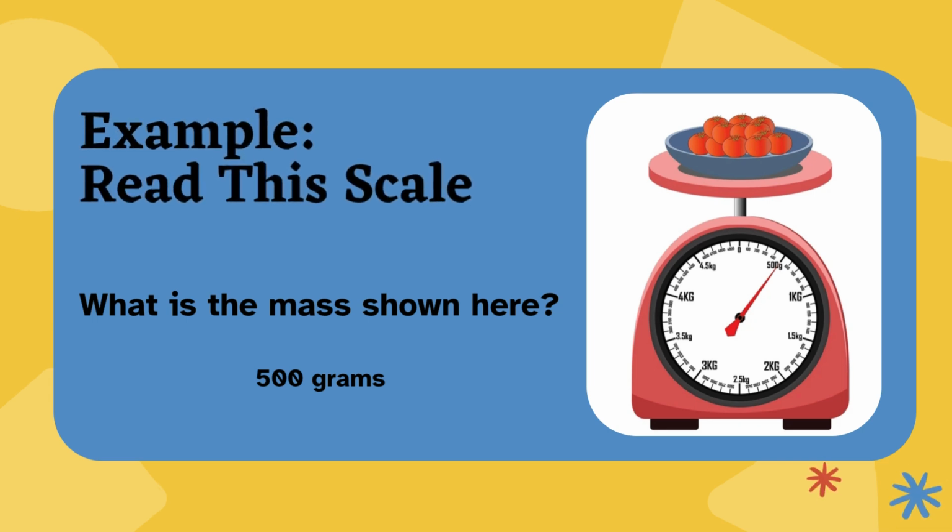Let's do an example. The needle is between 0 kilograms and 1 kilogram. There are 5 small lines, so each line must be 100 grams. Count how many lines from 1, that's the answer. So let's do it together. We can start at the 0 kilograms. Always start here at the 0 on top. Then 100 grams, 200 grams, 300 grams, 400 grams, 500 grams. So we can count it off now there on the scale. So the red needle is at 500 grams. So the tomatoes are 500 grams in weight.